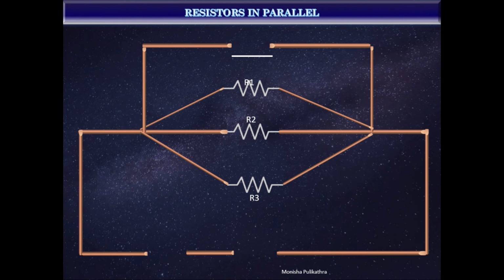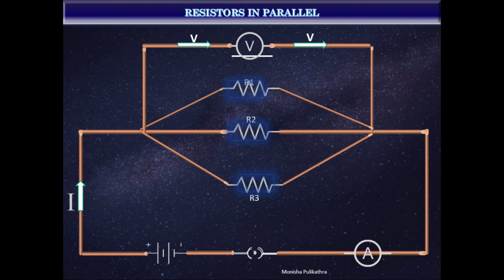You can notice the circuit here. Take 3 resistors, let them be R1, R2 and R3, and take an ammeter, voltmeter, battery and a plug key. Connect R1, R2, R3 in parallel to each other to the ammeter, battery and plug key. Connect the voltmeter in parallel to the combination of resistors. Next, plug the key and note the ammeter reading I and voltmeter reading V.